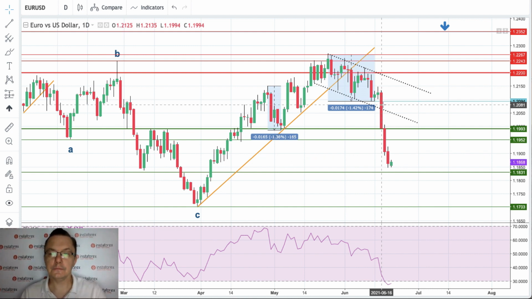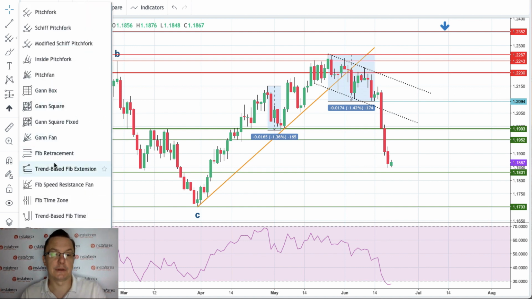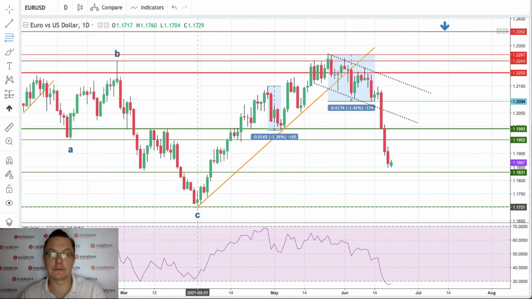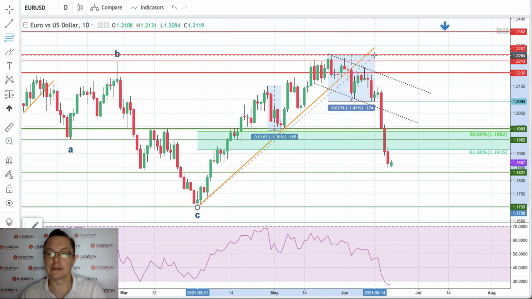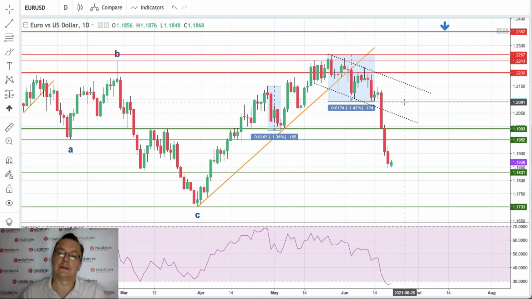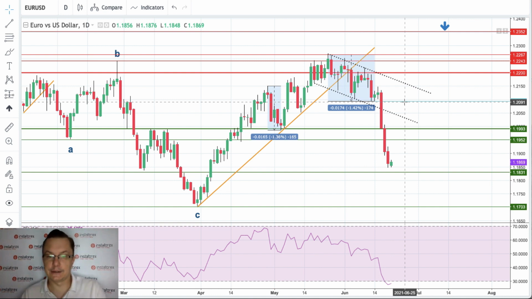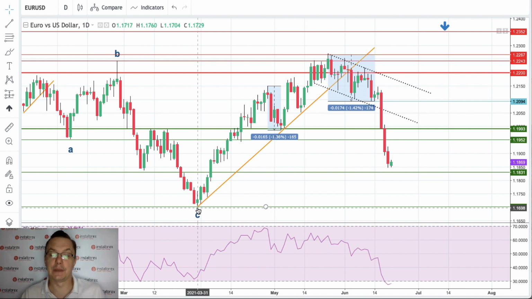But we broke as well below all of the Fibonacci retracements as far as I can see. Let me just figure it out quickly. Yes, we broke below the 38, 50 and 61, so that's now history, and this is a completely new movement down on the euro dollar. If the 1.1831 is violated, then of course the market can drop as low as the low of the wave C from the end of March, which is 1.1703.